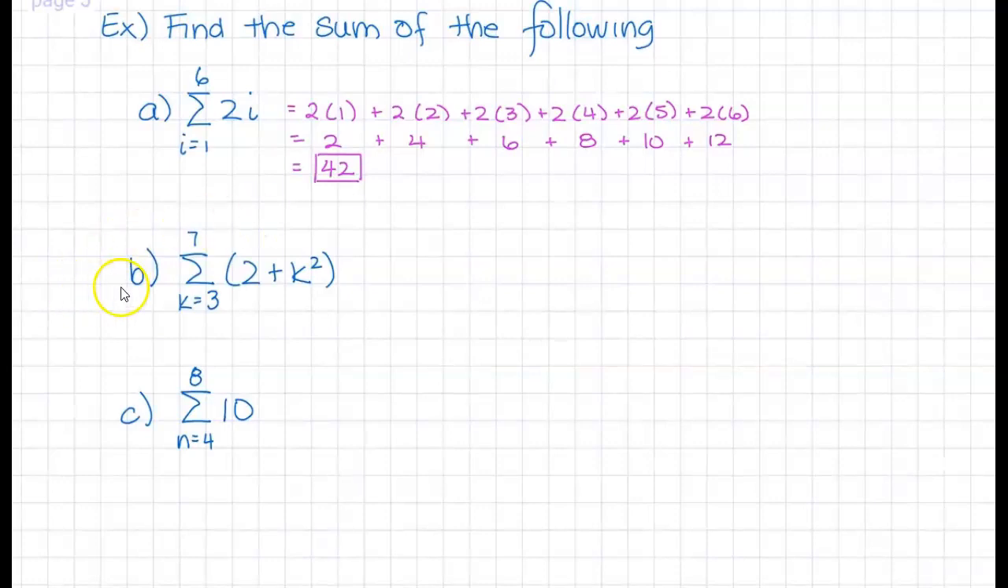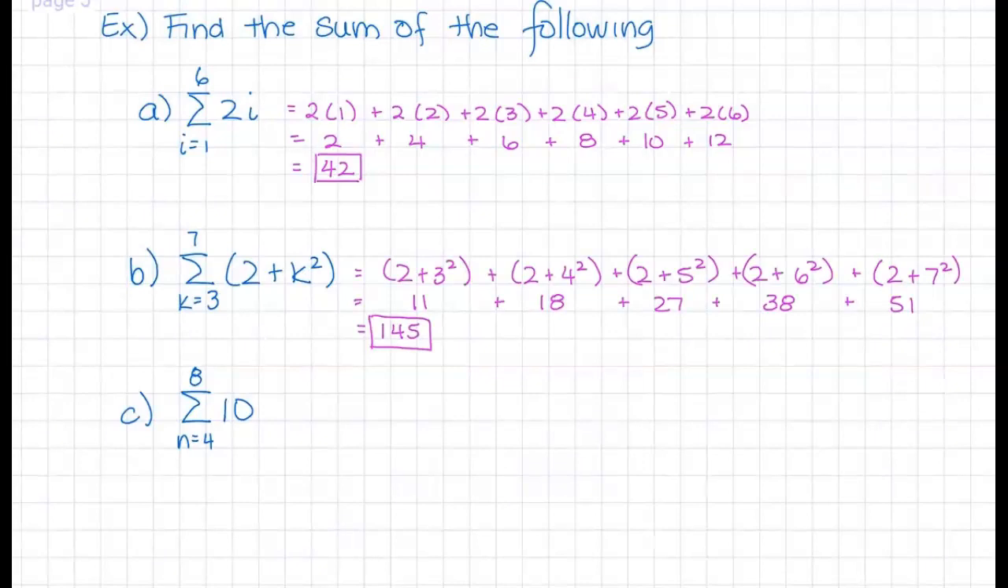All right, let's try part B. If you haven't already tried it on your own, pause the video first and then give it a shot. Okay, so here we go with the second one, and notice we're starting at 3 this time. So let k equal 3, then 4, 5, 6, 7. We're going from 3 to 7. So start at 3, end at 7. But then you just work out each term, add them all up, and you get 145.